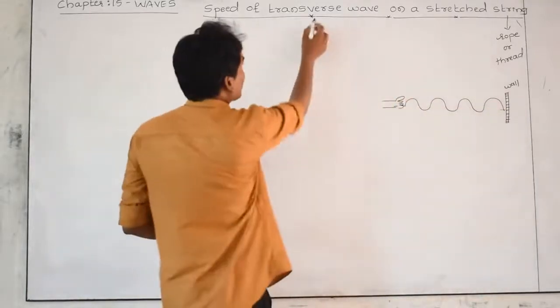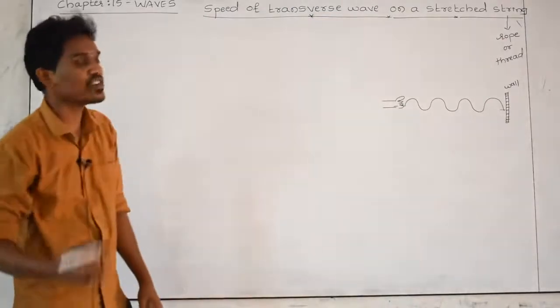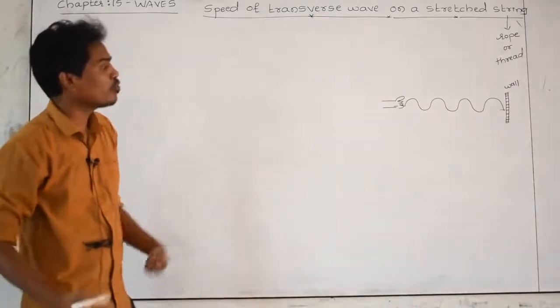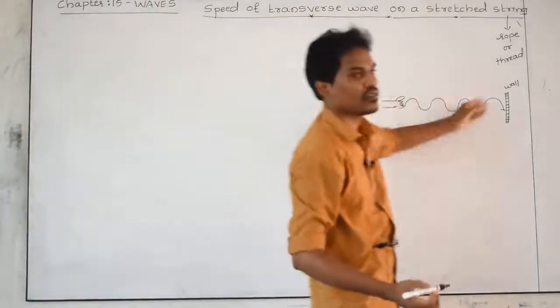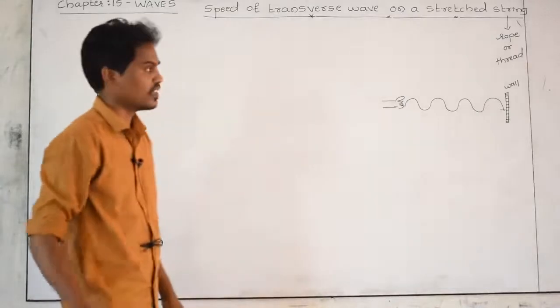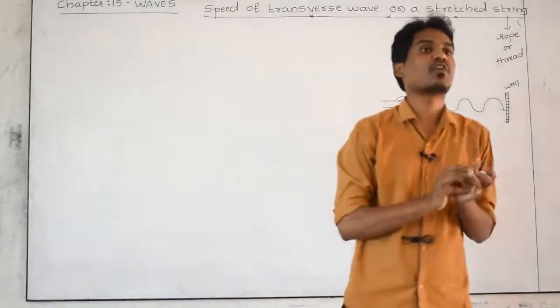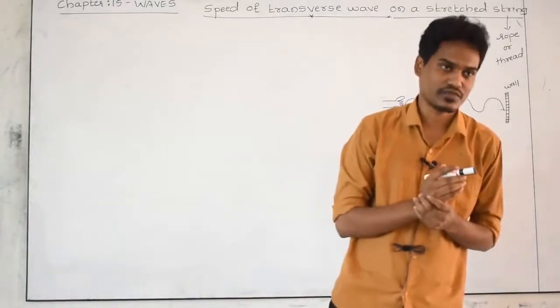Theta is equal to 90 degrees. That's why we call the nature of this wave a transverse wave. How do we find the speed of this wave set up in a rope? We are going to find the speed by using a method called dimensional analysis.